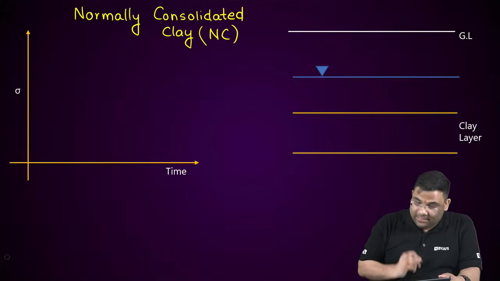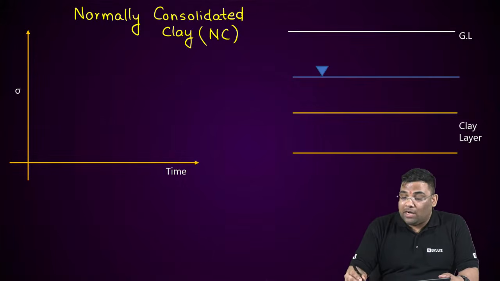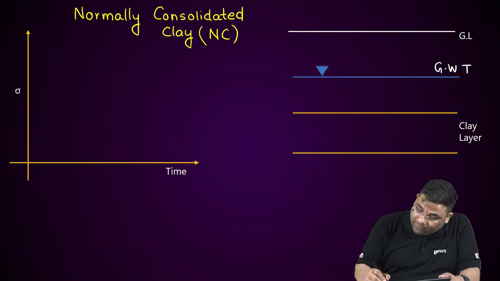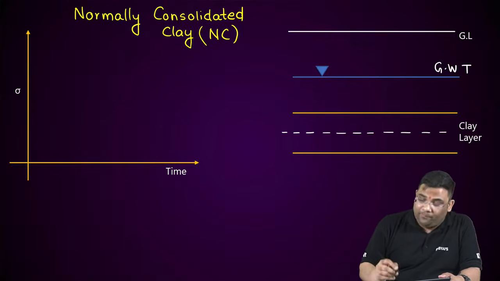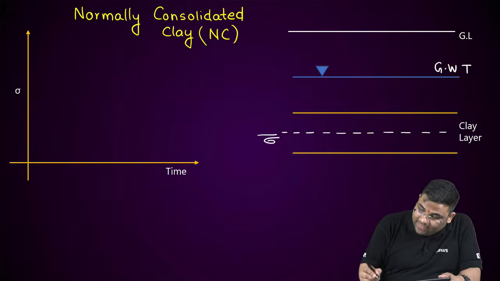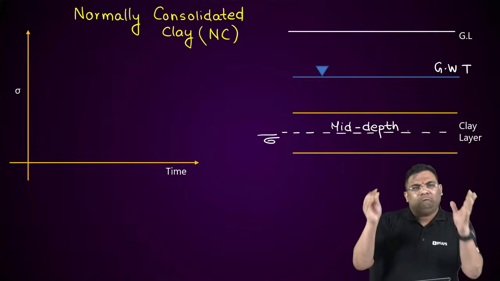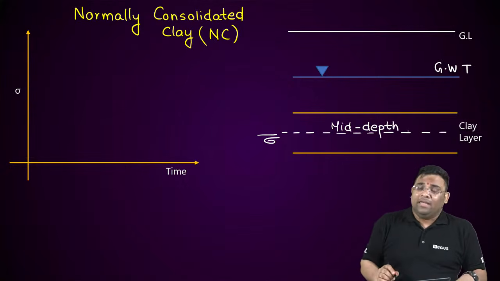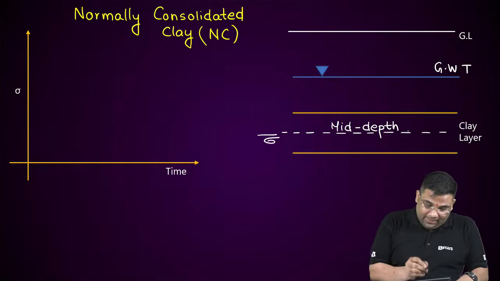Suppose this is again the soil layer, this is the ground level, this is the groundwater table, and this is the clay layer. Now, suppose you are plotting the effective stress at the mid depth with time. With time means suppose from a long time you are plotting this effective stress. Where? At the mid depth of the clay layer.